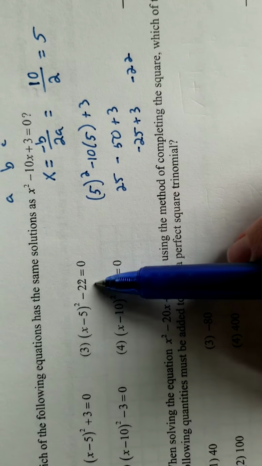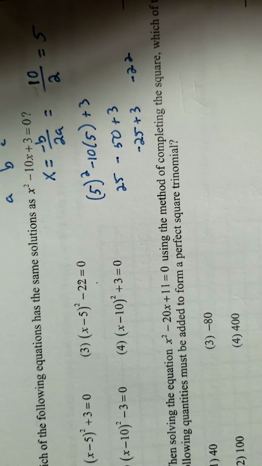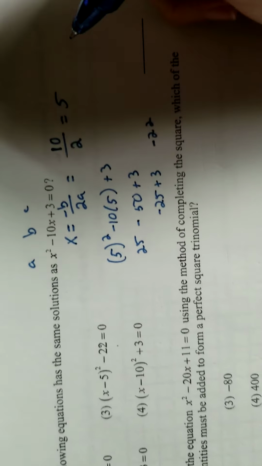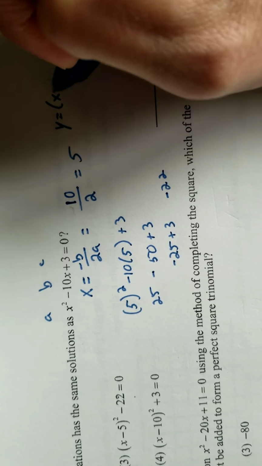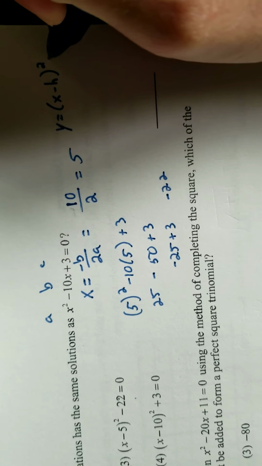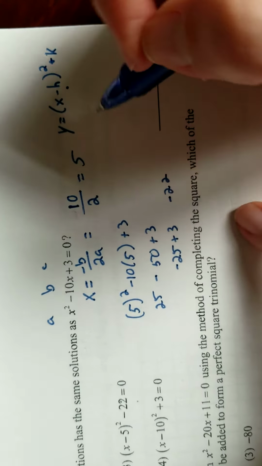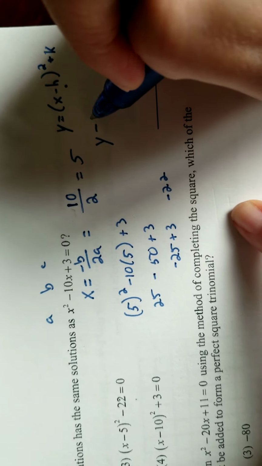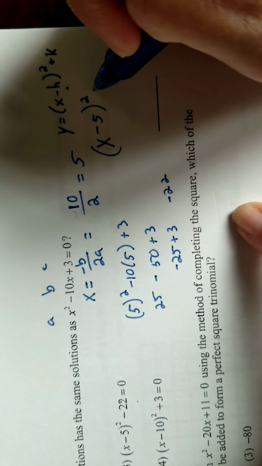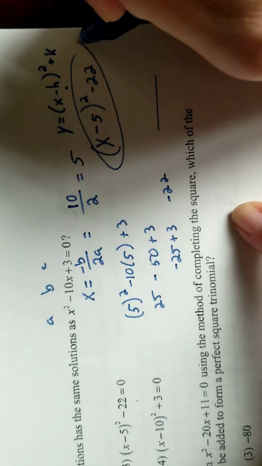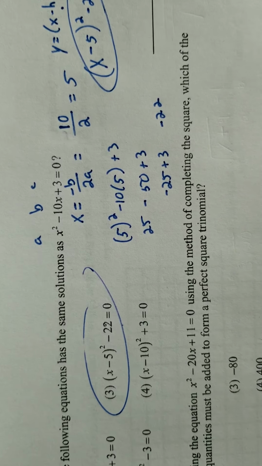So just the fact that I've got negative 22 leads me to number 3. Remember, this is your vertex formula, y equals x minus h squared plus k. So the x value goes right there, x minus 5 squared minus 22. And that is number 3 over here. So we'll put 3 in the blank.